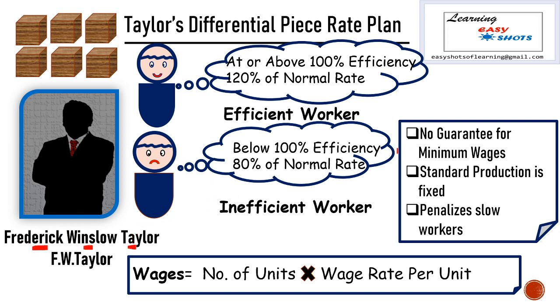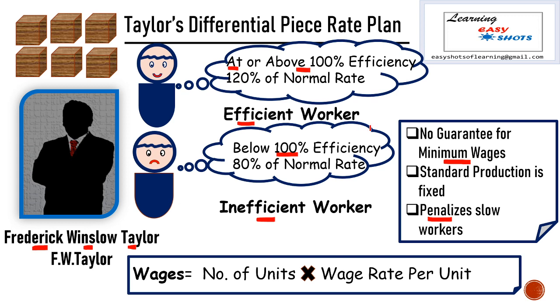According to him, no guarantee for minimum wages. It means if the efficiency of the worker is less, then they are not given minimum wages, and instead of minimum wages, these workers are penalized because they are slow workers. So according to Taylor, there are only two categories of workers. One is inefficient workers. It means those workers whose efficiency is less than 100%, and another category is efficient workers, that is those workers whose efficiency is 100% or above 100%.